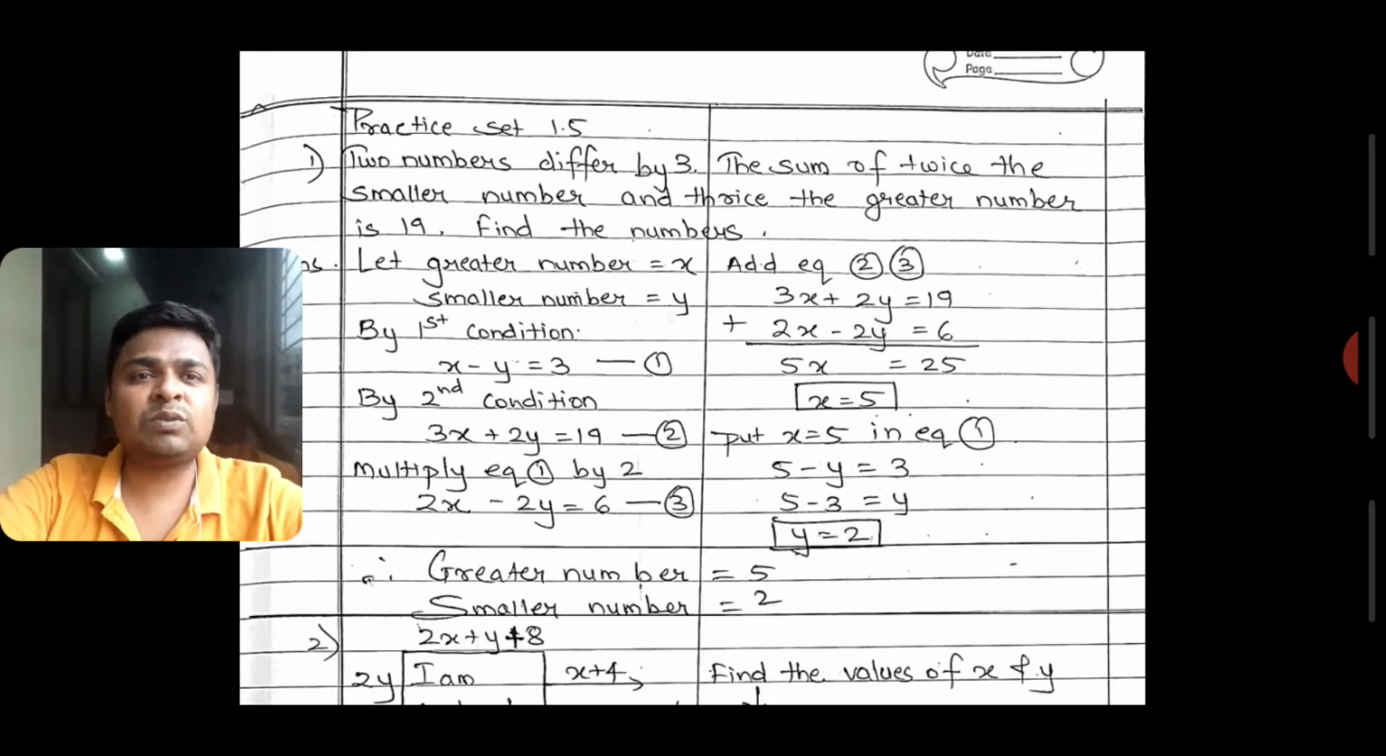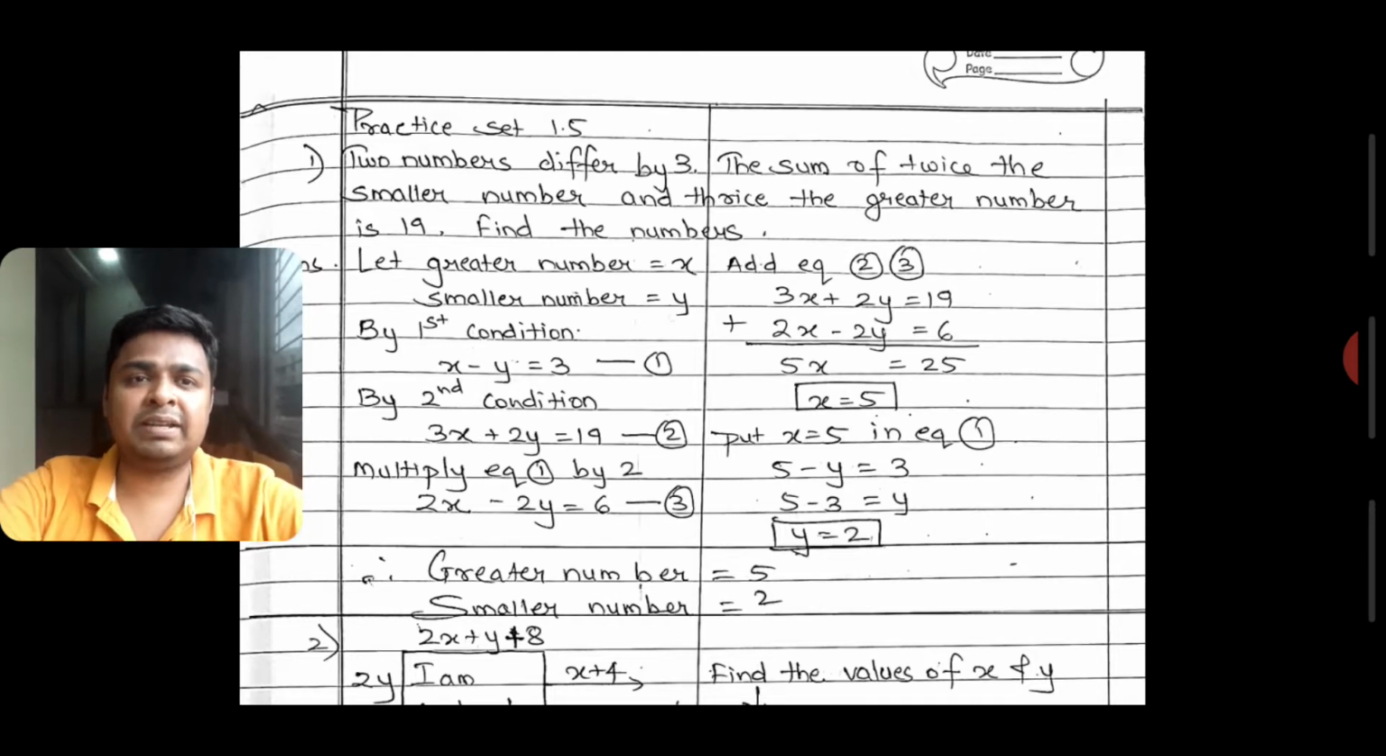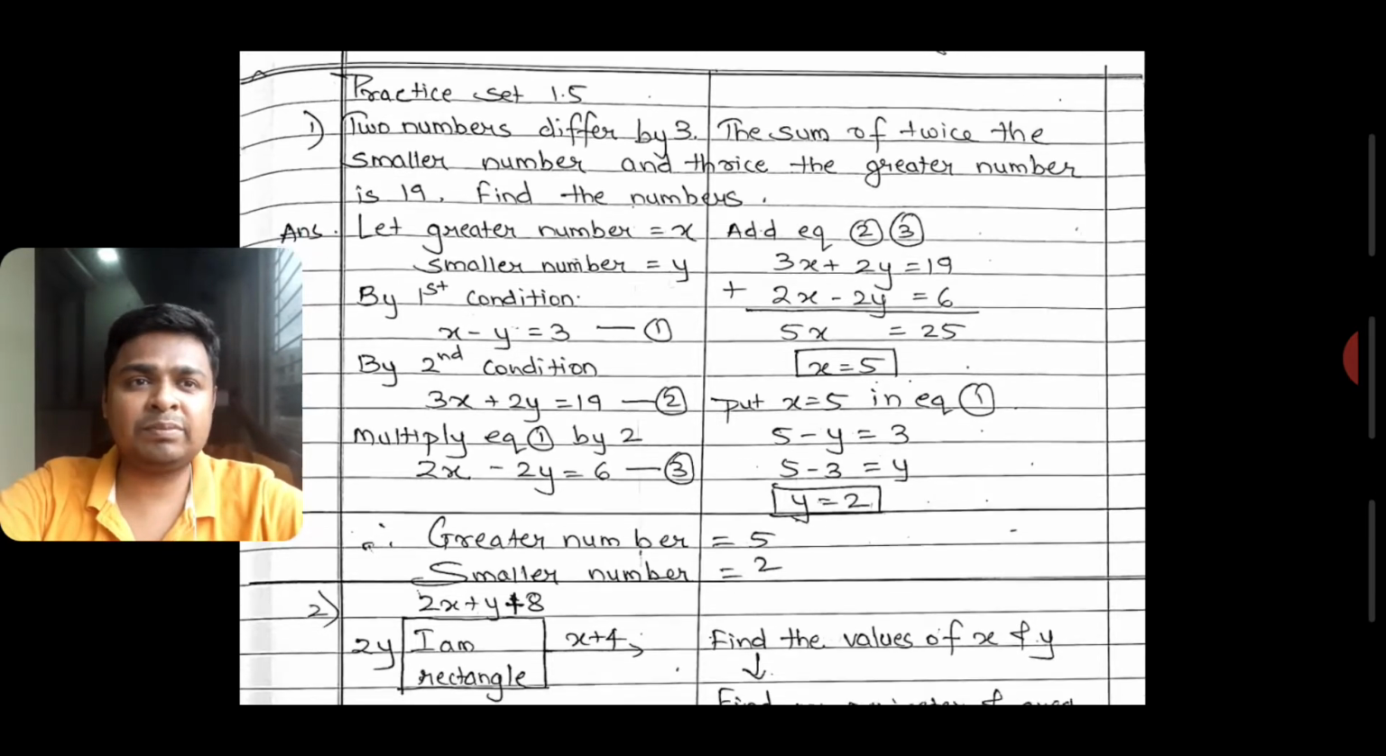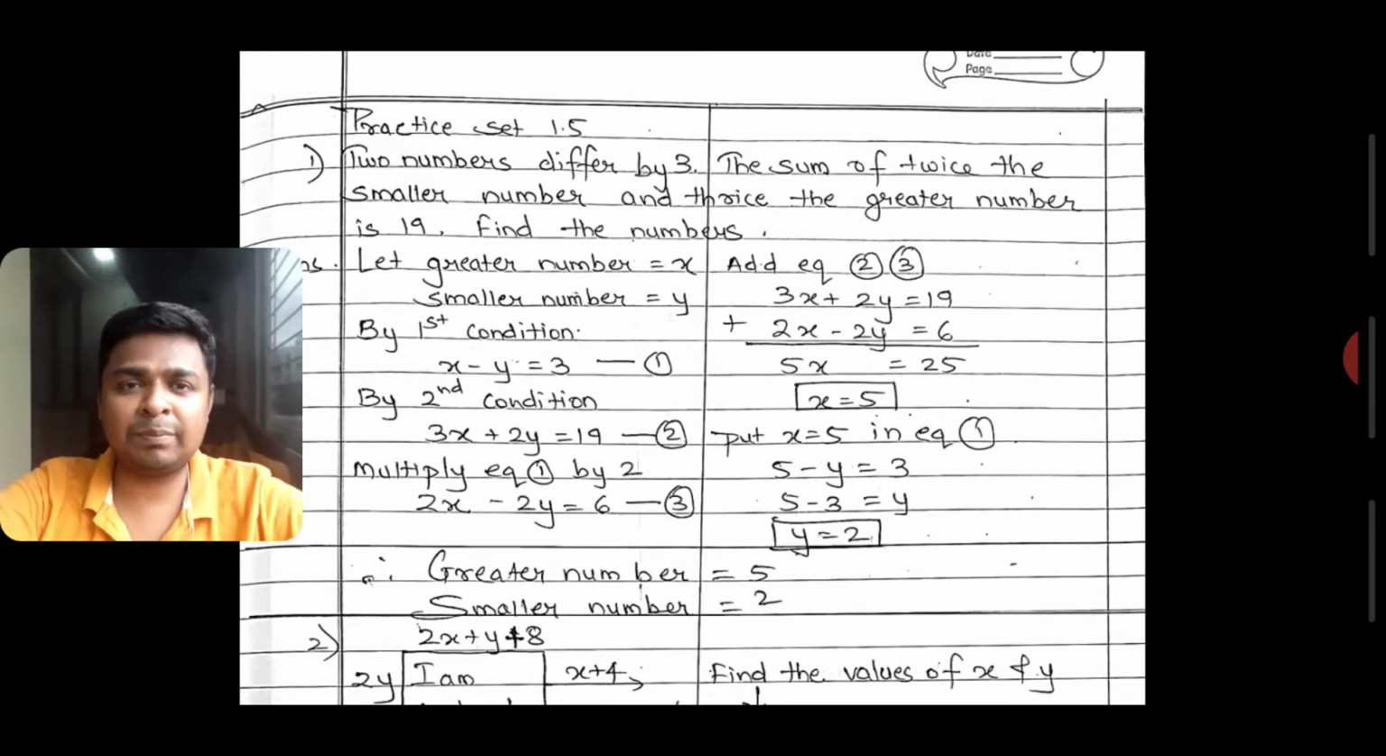So in this first question, the two numbers differ by 3 and the sum of twice the smaller number and thrice the greater number is 19. Find the numbers. So let the greater number be x and the smaller number be y. By the first condition, the difference between the two numbers is 3. So x minus y is equal to 3.